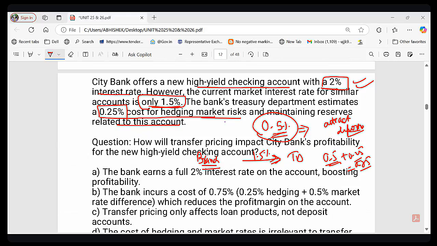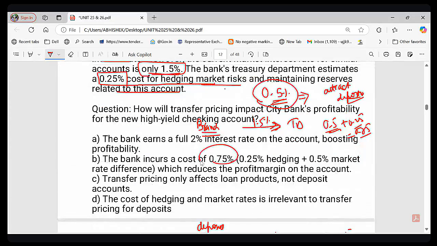So let me ask you a question. Would you offer a higher interest rate to a customer if it means reducing your profit margin but attracting more deposits? Here you are seeing that the bank is offering a higher interest rate to the customer even if its profit margin is reduced by 0.75%, and they are attracting more depositors. The bank is incurring a total cost of 0.75%, which reduces the profit margin on the account.